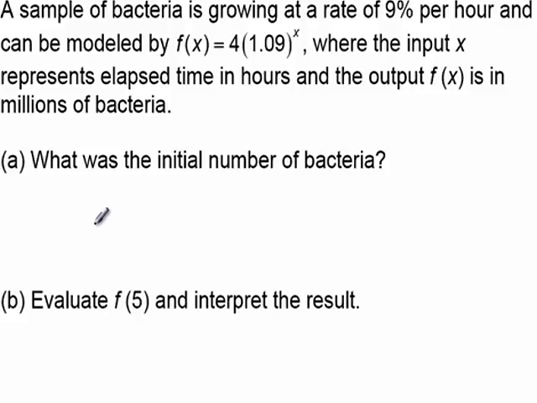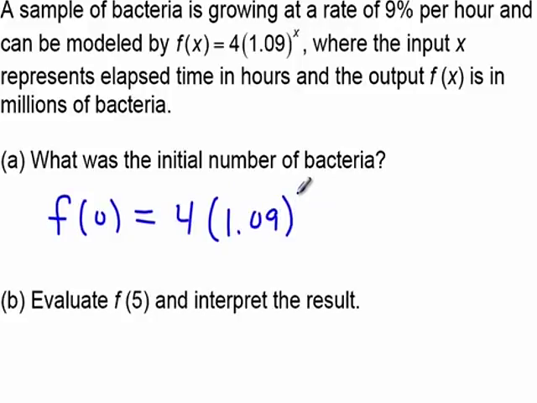A, what was the initial number of bacteria? Well, that'll be the same as f(0). So f(0) is equal to 4 times 1.09 to the 0 power. 1.09 to the 0 power is 1, and 1 times 4 is 4. So the initial number of bacteria would be 4 million bacteria.